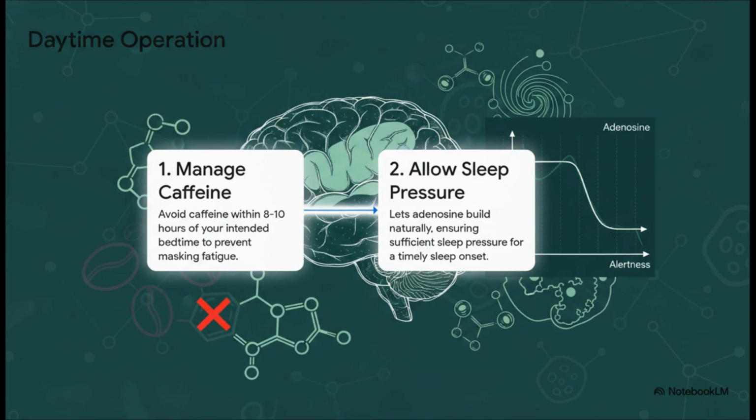Next up, daytime operation. This is all about managing your caffeine intake. The rule is simple. No caffeine within about 8 to 10 hours of your planned bedtime. You have to stop masking your fatigue. You need to let that adenosine, that sleep pressure, build up naturally so it can do its job and make you sleepy at the right time.